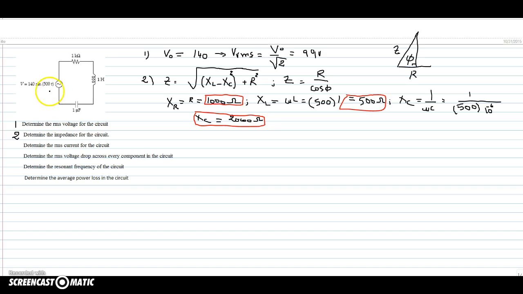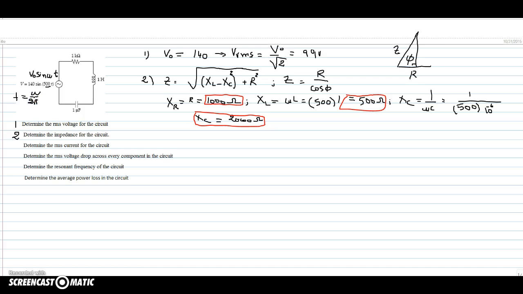In this case it is sine, and the syntax would be V0 sine omega t. So by identification, omega is 500, so we have access to omega, and therefore f, if we want to. f would be just omega over 2 pi.